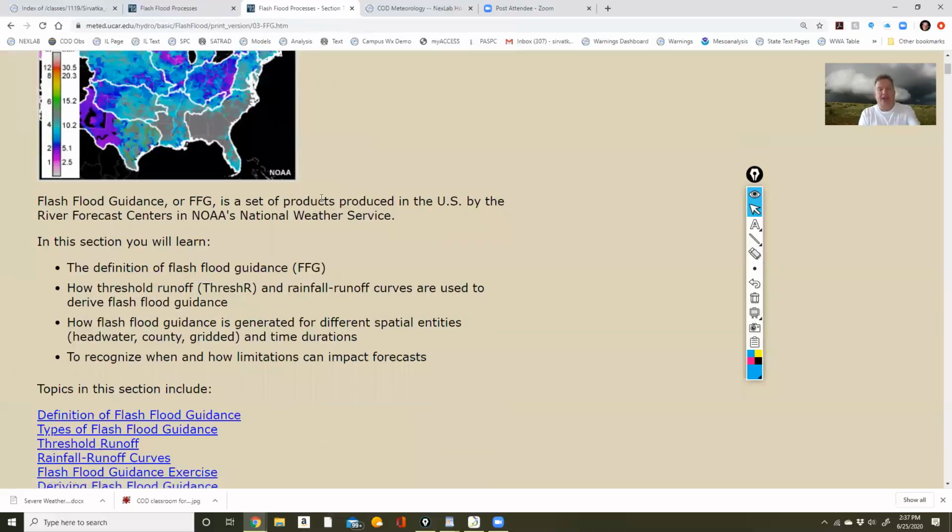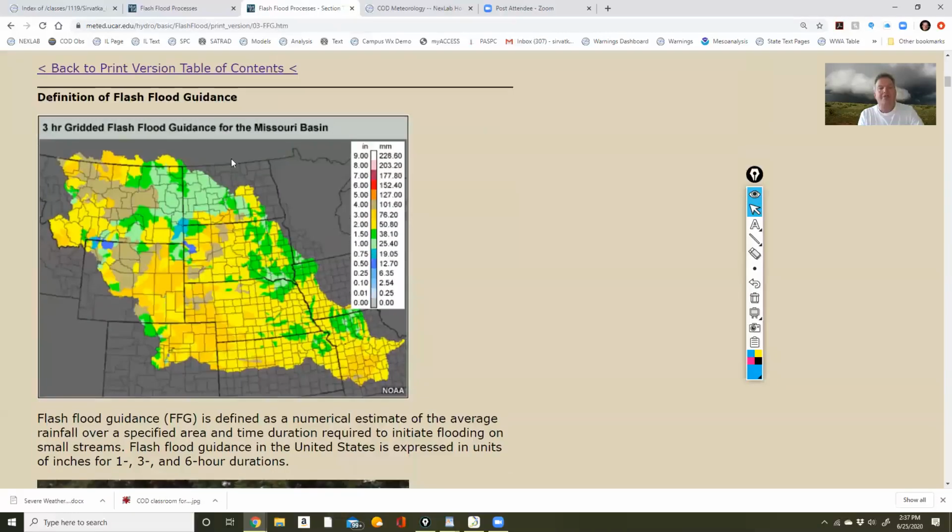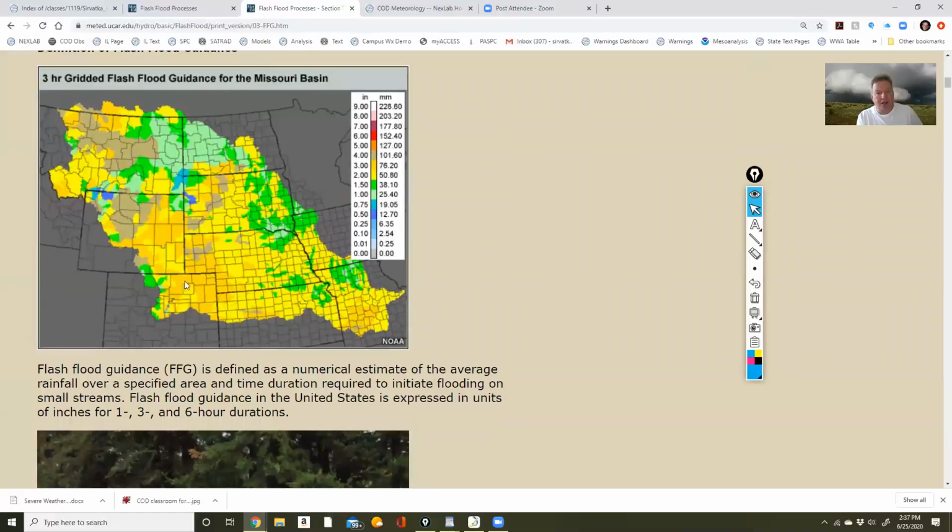Now this thing is interesting, and there's some stuff in here that's a little bit harder. You'll have to figure it out for the quiz, but I'll tell you what's important. FFG, flash flood guidance. It says, how much rain do we need in order to provide an environment that will flood? So over here, there's an example of this. And what's really important here, folks, is that you know that flash flood guidance comes in 1, 3, and 6 hour time durations. So how much rain do we need to flood in an hour? How much rain do we need to flood in 3 hours? How much rain do we need to flood in 6 hours?